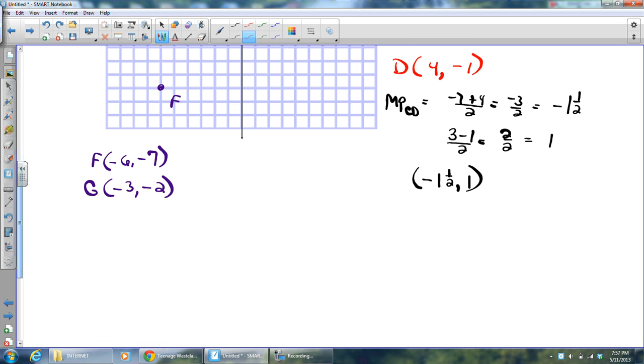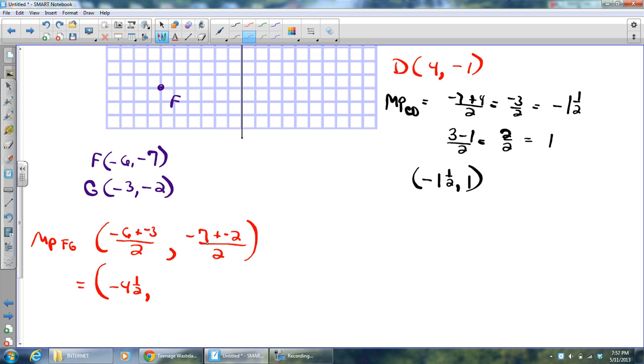So now to find the midpoint of FG, I'm not even going to draw the segment. I'm just going to average my x's. So I'm going to get -6 plus -3, and I'm going to divide by 2. And then to get the average of the y's, I'm going to do -7 plus -2, and I'm going to divide by 2. So this is going to be the midpoint of FG. And so that'll be -9 over 2, which is -4.5. And then I'm going to have another -9. It's going to be another -4.5.